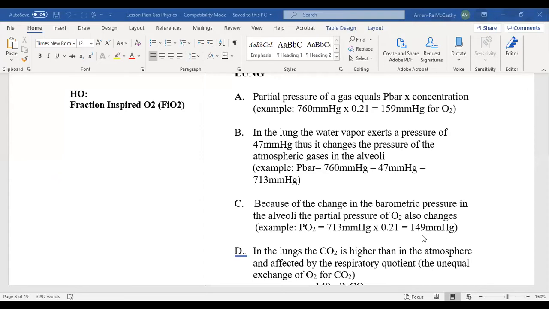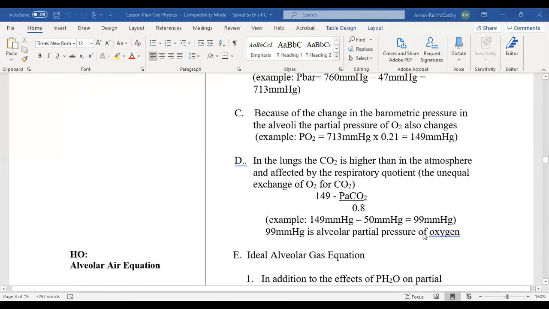So we still got to get rid of the carbon dioxide. So let's look at D. In the lungs, the CO2 is higher than in the atmosphere and is affected by the respiratory quotient, which is the unequal exchange of oxygen for CO2, right? So what we do is we have 149, and we got to subtract the CO2 divided by the respiratory quotient. Got to get rid of that. So the example is 149 minus 50 equals 99. So thus you are left with PAO2 of 99 millimeters of mercury.